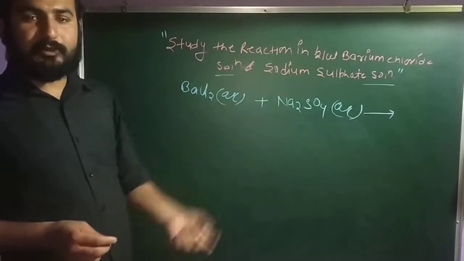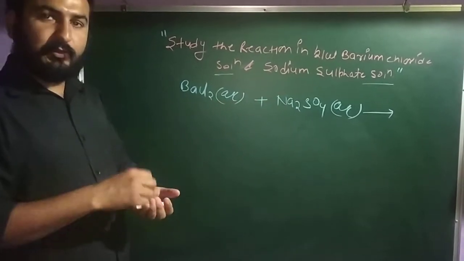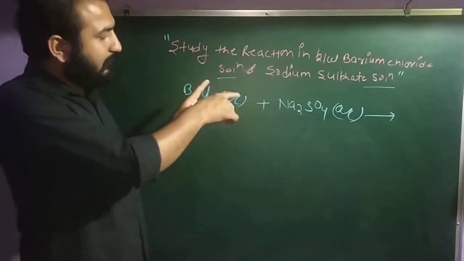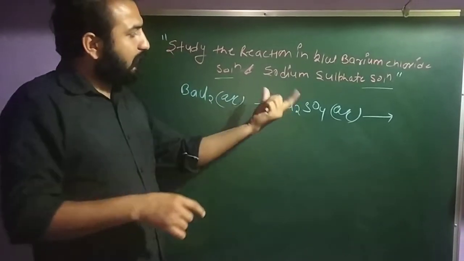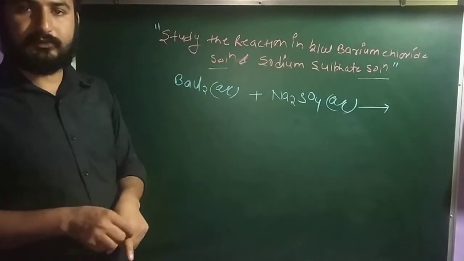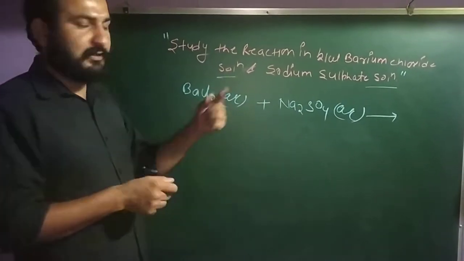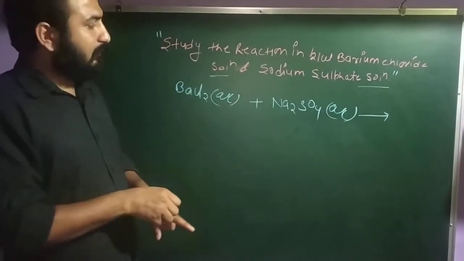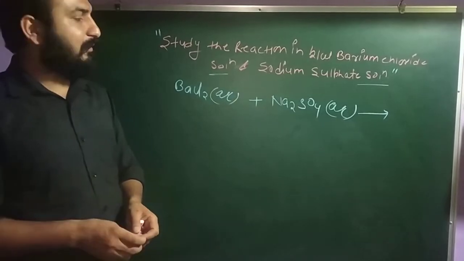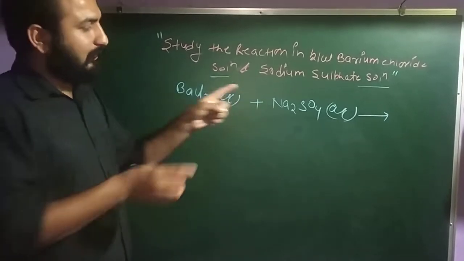So what will be the product? First of all, you think from the first chemical reaction. This is a combination reaction. There are two reactants. Clear? Second, you have the displacement reaction. Third, decomposition reaction. And fourth, we have the double displacement reaction. So first of all, we try for the double displacement reaction.